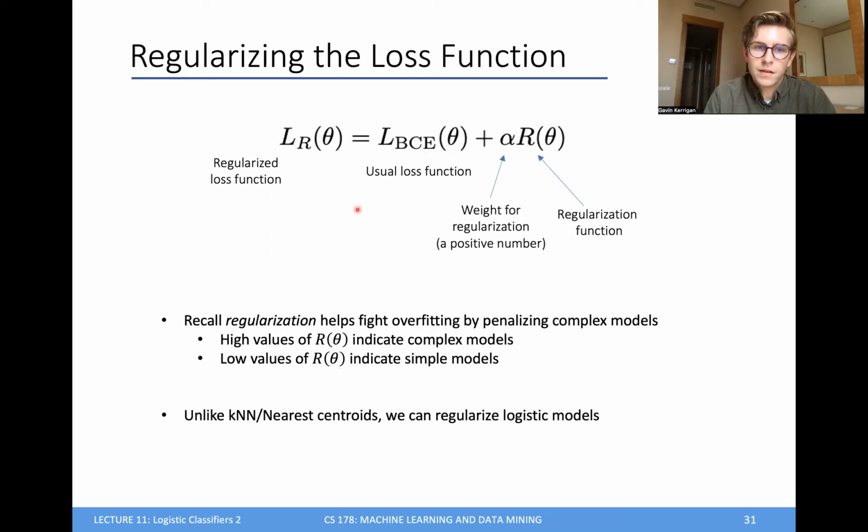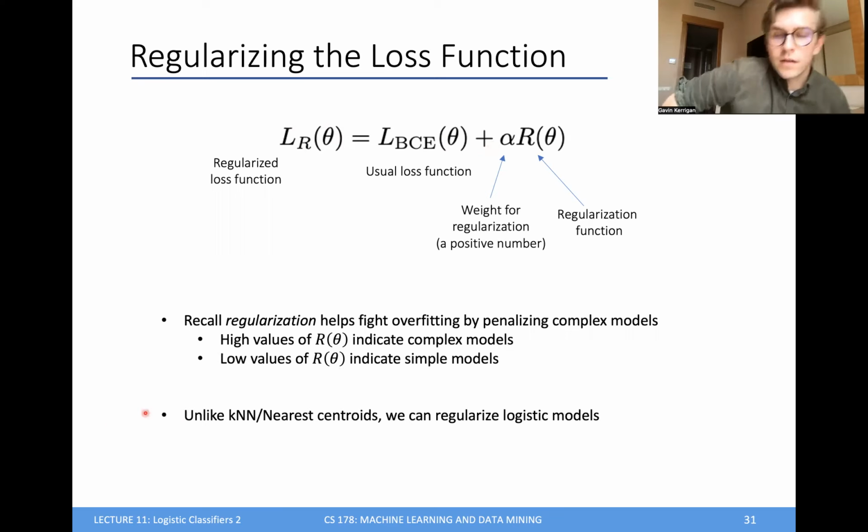And so by minimizing this new regularized loss function, we're forcing our model to trade off between fitting the data very well and not having too complicated a model. And the idea is this helps us fight overfitting by preventing the model from being so complex that it can't generalize to new data.